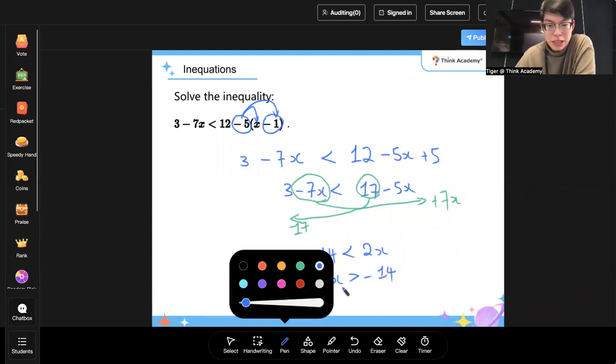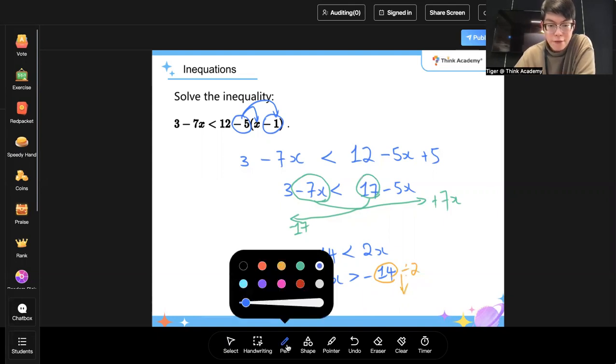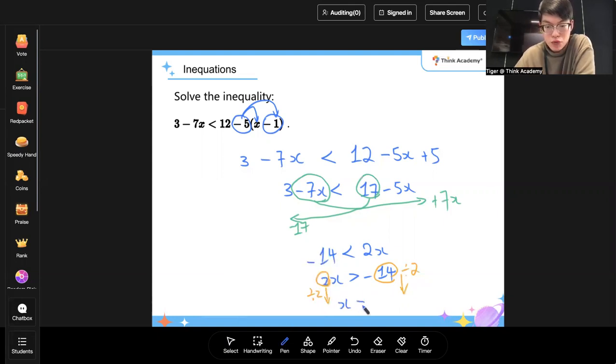Now, the last step is to divide by the coefficient of x on both sides. So you divide it by 2 on the left, you divide it by 2 on the right. And what you have is x is greater than minus 7. Well, don't forget about the sign as well. All right. So that's the answer to this question. Hopefully it makes sense to you.